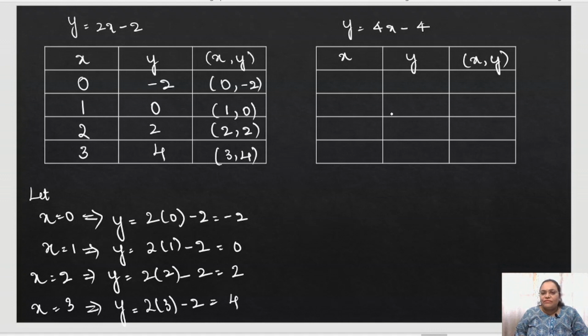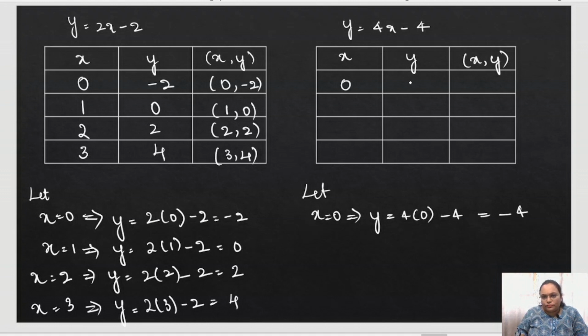In the same way, let us find the points for the next equation. Let x be equal to 0. Then you will get y is equal to 4 of 0 minus 4, so you will get minus 4. The point is 0 and minus 4. Then if you take x is equal to 1, y will be 4 of 1 minus 4, 4 minus 4 is 0. So the point is 1 and 0.